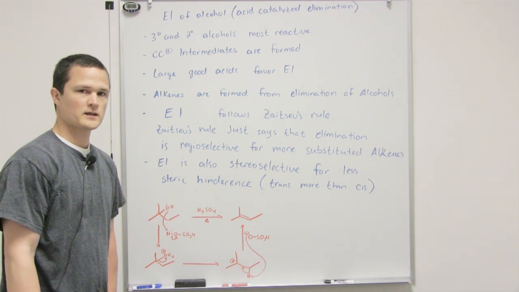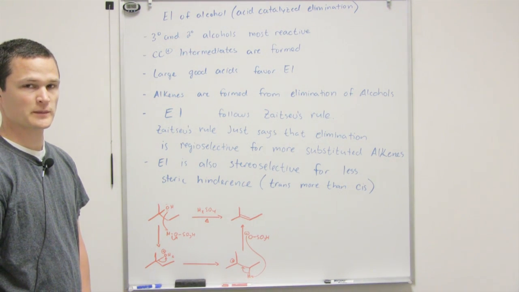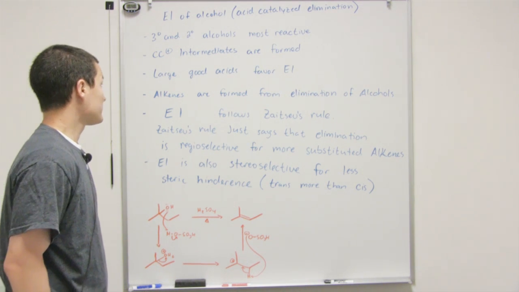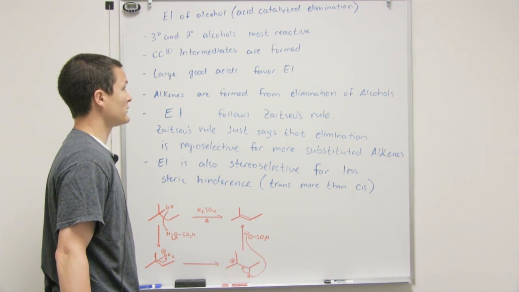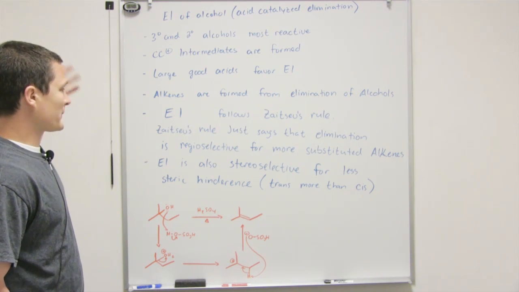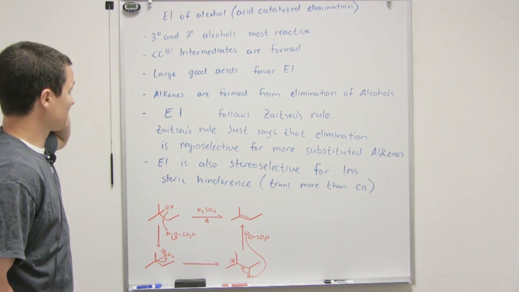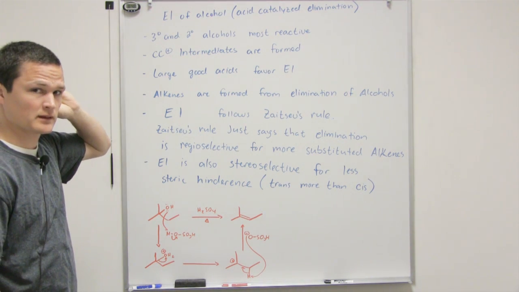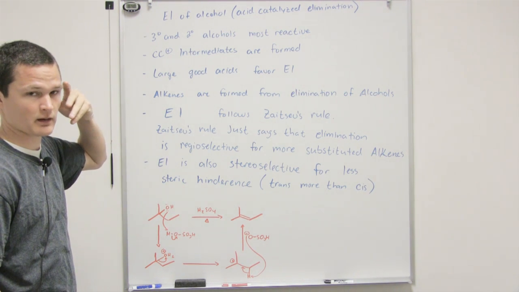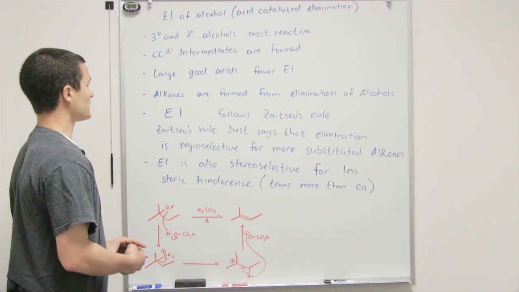Okay, we're going to discuss E1, which is elimination unimolecular of an alcohol, and we're going to do acid catalyzed elimination. So let's discuss a couple of properties about elimination. First of all, we know that elimination gives us alkenes if you have an alkyl halide or alcohol. So we're dealing with alcohols right now.